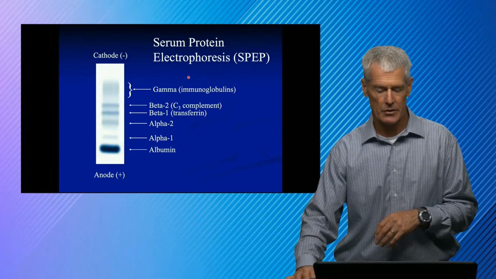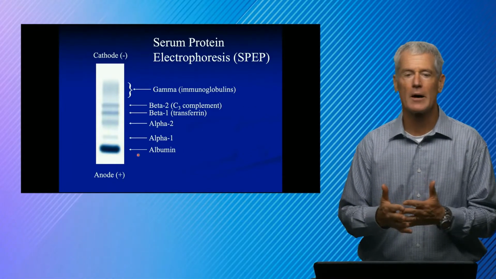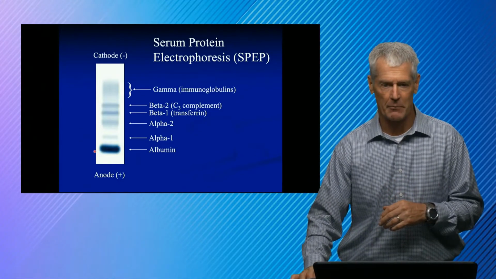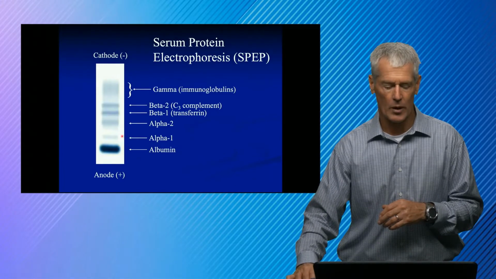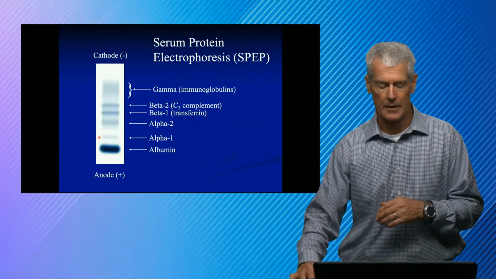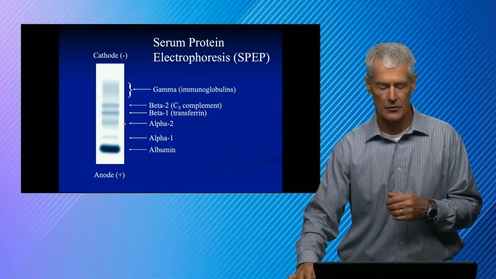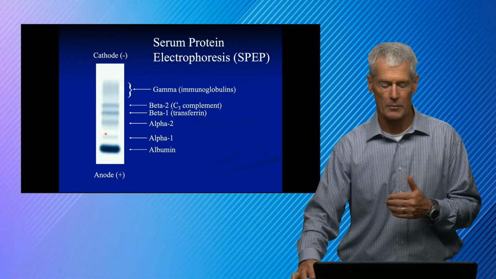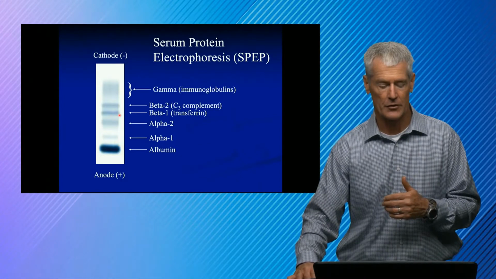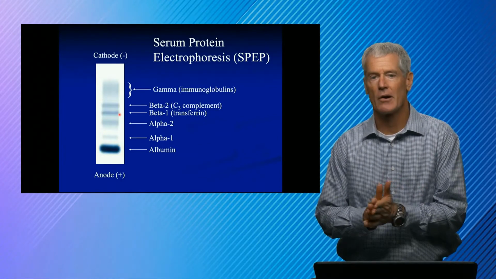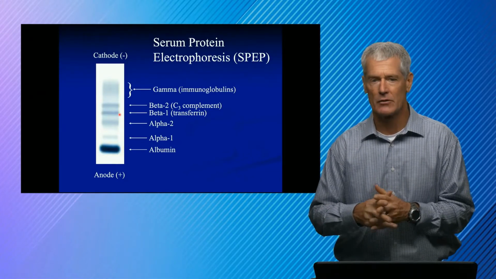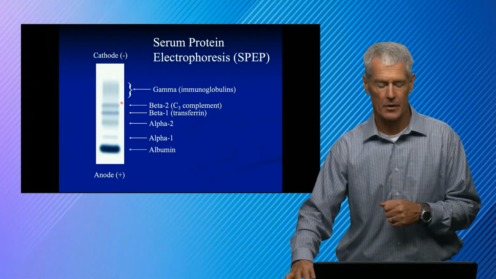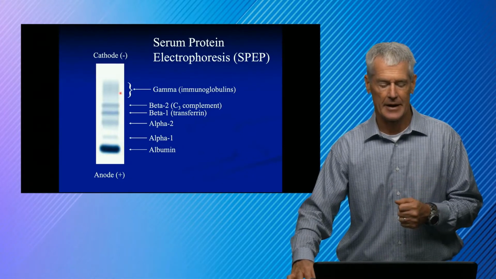So again, another picture of an SPEP. The most predominant protein in serum is albumin, so we get a nice big fat peak for albumin. Alpha-1 is again alpha-1 antitrypsin. In alpha-2, there are macroglobulins that bind drugs, and there are alpha-1 proteins that also bind drugs. Beta-1 is typically transferrin, and that's our iron binding protein. That's where iron is bound in circulation. C3 is a complement, part of our immune cascade.